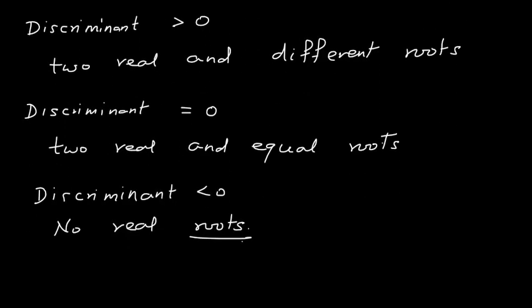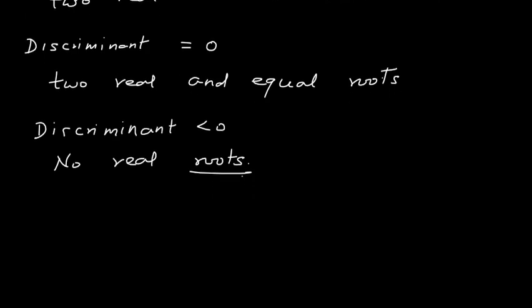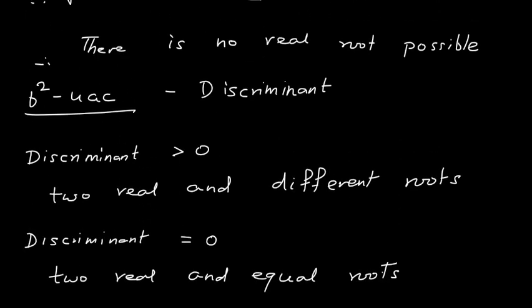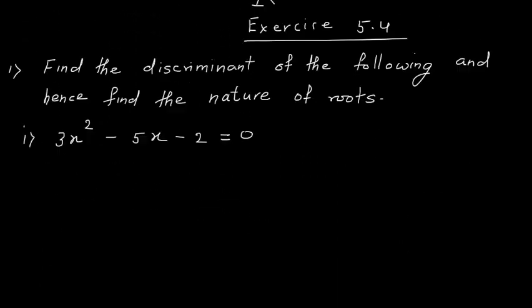If discriminant is greater than 0, we have two real and different roots. If discriminant is 0, we have two real and equal roots, and if discriminant is less than 0, we have no real root. Okay. Now let us see few problems based on this.